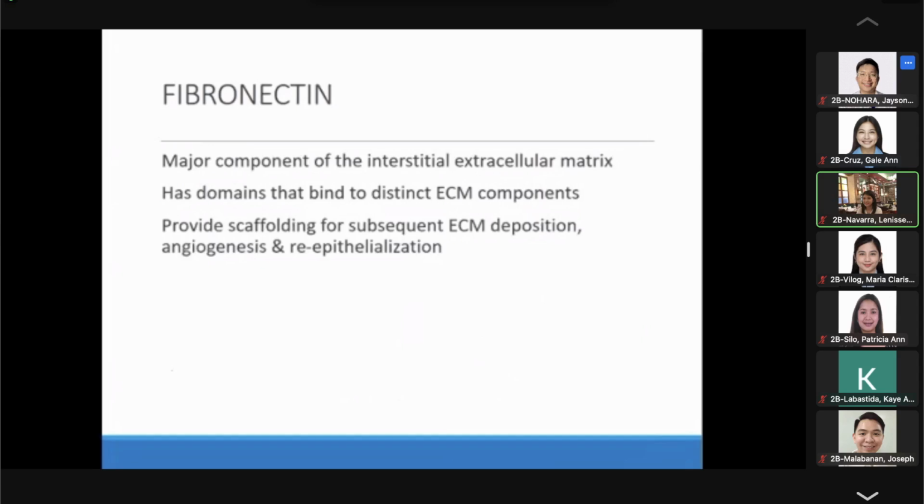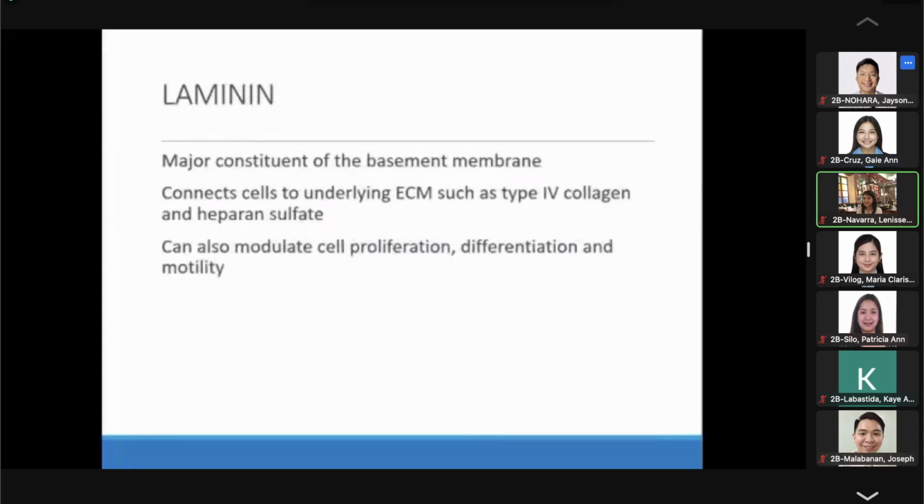Next, we have fibronectin. This is a major component of the interstitial cellular matrix. It has domains that bind to distinct extracellular matrix components and provide scaffolding for subsequent deposition and angiogenesis and reepithelialization. Laminin is the most abundant glycoprotein of the basement membrane, and it connects cells to underlying extracellular matrix such as type 4 collagen and heparan sulfate. This can also modulate cell proliferation, differentiation, and motility.